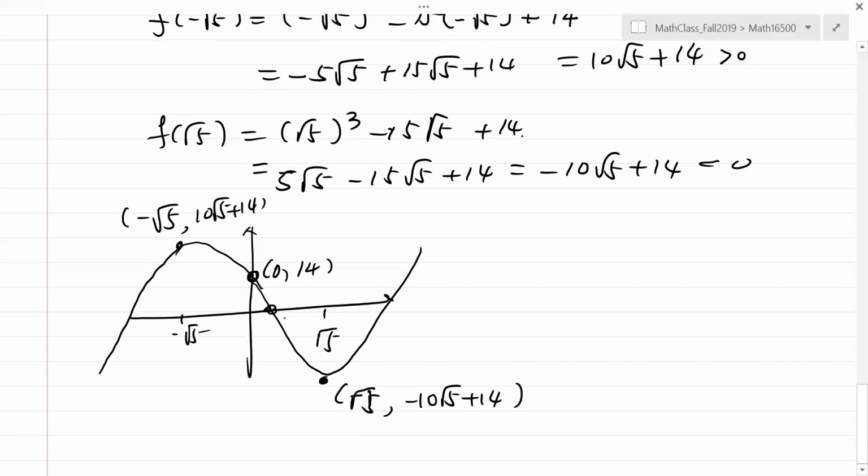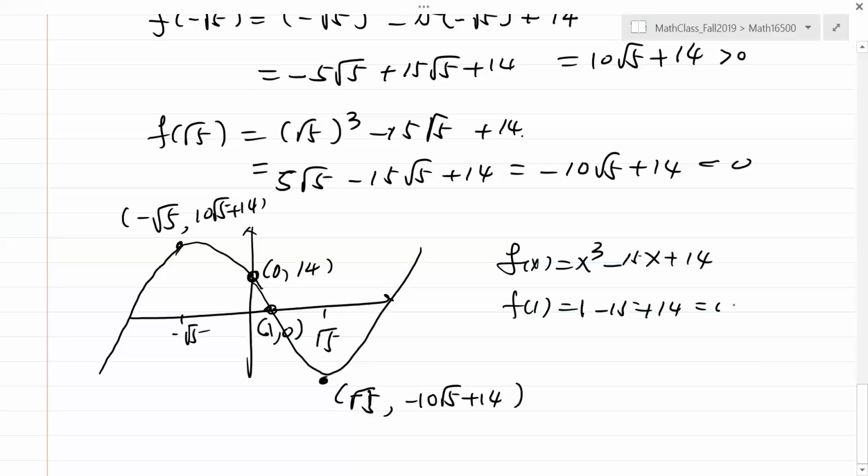So then there should be one x-intercept here. And that is going to be what? It's actually going to be 1. Why? Because if you look at the function, I carefully chose it. f of 1 is going to be 1 minus 15 plus 14, which is 0. So that's the reason we have an x-intercept. My question is, can you figure out the other 2 zeros?